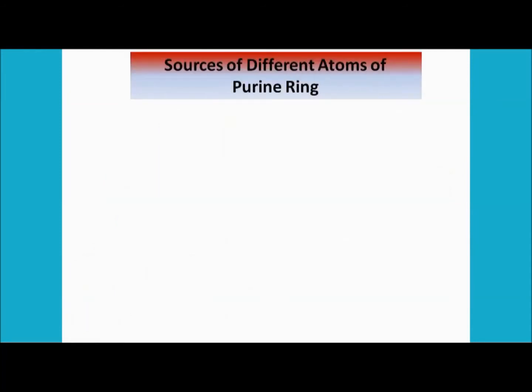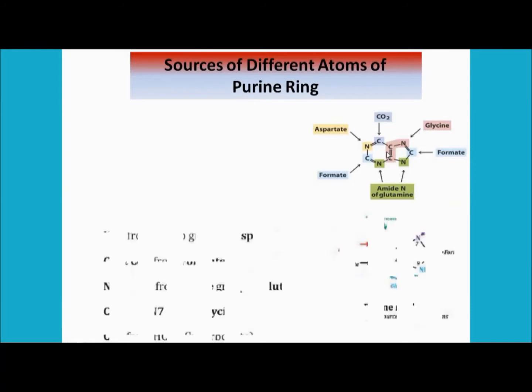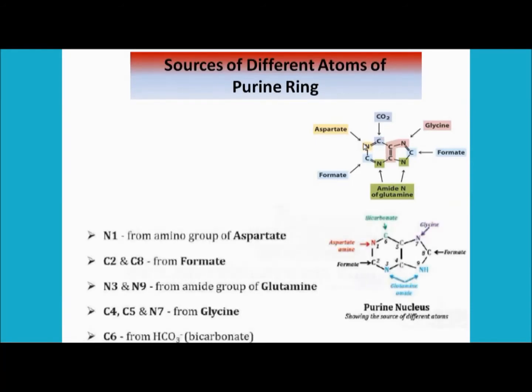So we are going step by step with the synthesis. So let's start with the source of different atoms for the purine ring. So how is this purine ring going to form? So we know that this is the purine ring. Here I have shown you in the figure, you can see this particular part, this N1, this N comes from the aspartate. Again this C2 as well as the C8, generally these are contributed by the formate, right?